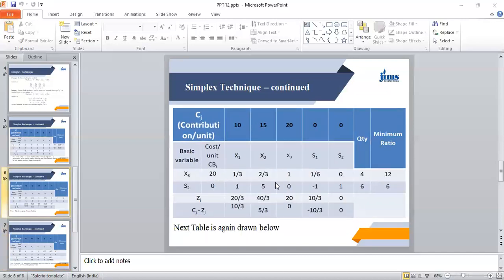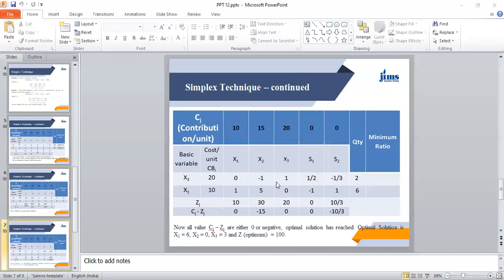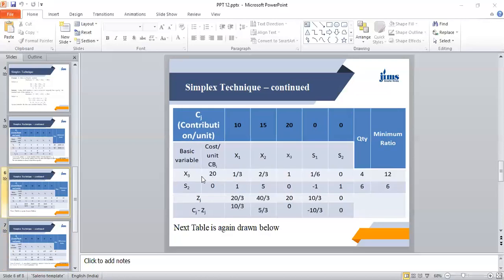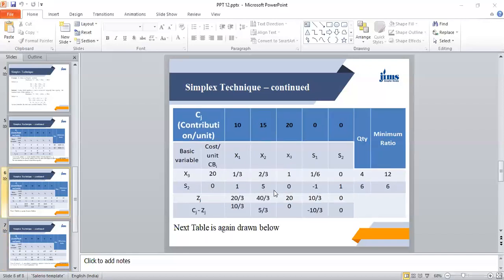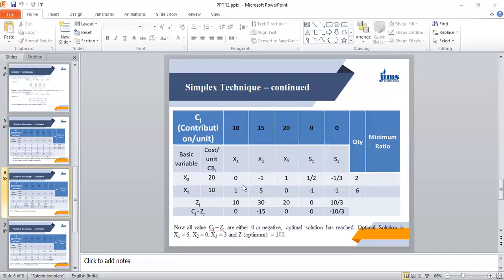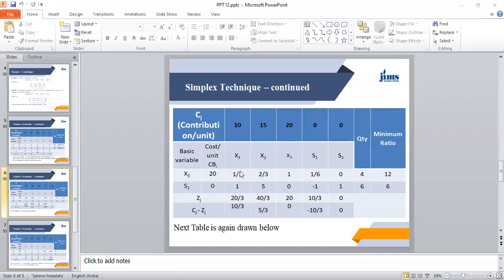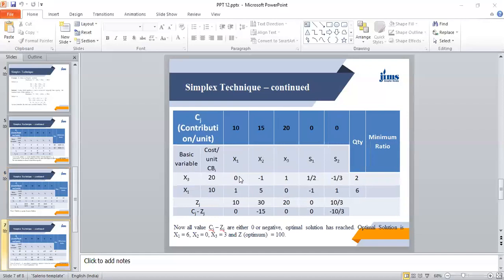So in the next iteration, what do we see? X3 was already there, so X3 will remain, S2 will be replaced by X1, and X3 has a contribution of 20, and X1 will have a contribution of 10. So we write X3 20, X1 10, and then the same value, 1501 minus 116, since we divide by 1. And I have said that in the key column, other elements will be 0, so this becomes 0.